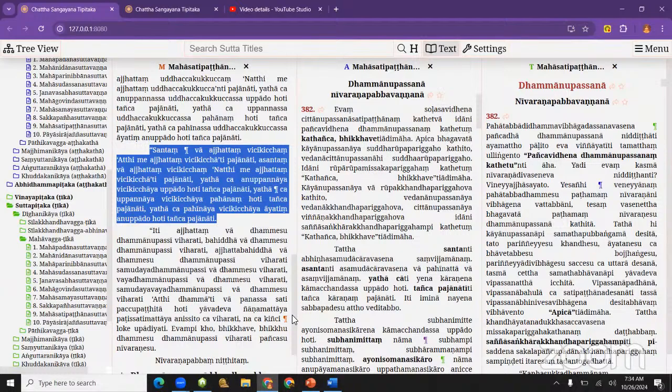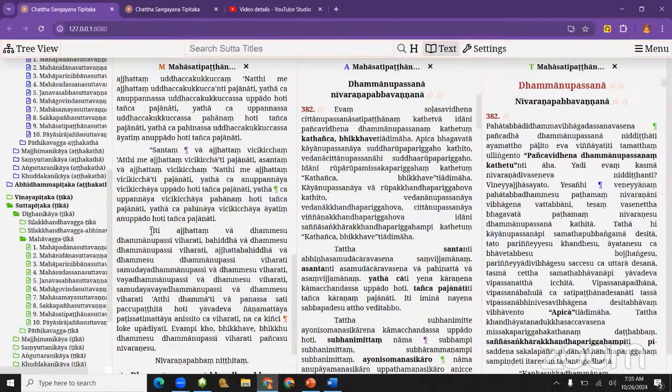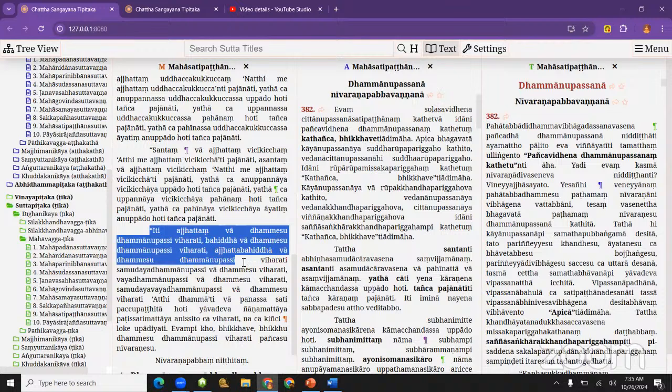In this way, that is the Desana Pali, and then Buddha finally moved to give this is the way, this is how to practice, and then Buddha gave the other vipassana, how to practice vipassana on that. Iti ajhatang va dhammesu dhammānupassi viharati, bahiddha va dhammesu dhammānupassi viharati, ajhatta bahiddha va dhammesu dhammānupassi viharati. And actually, yeah, this is the way.